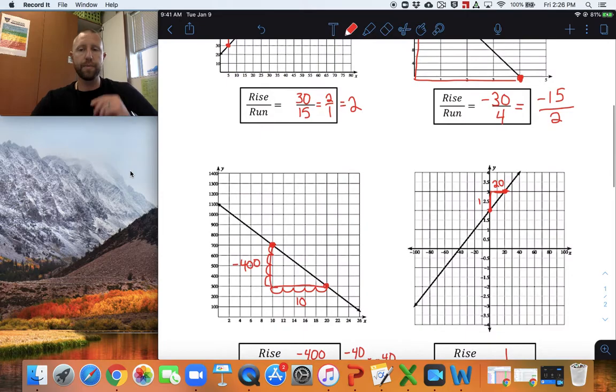All right, so your assignment is on pages 85 and 86. Make sure you pay attention to what the x-axis is counting by and what the y-axis is counting by. Ask your teacher if you need any help.